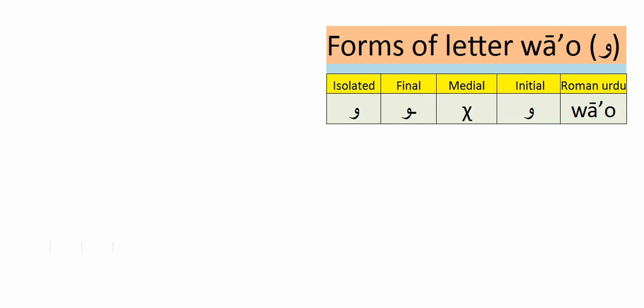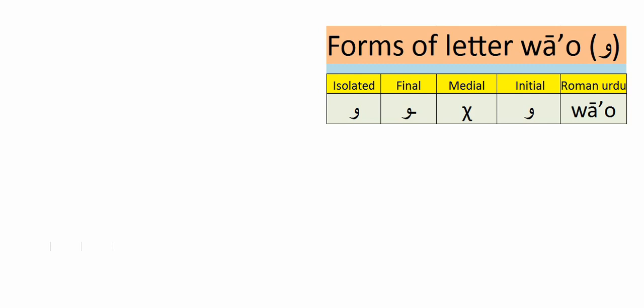Today in this particular video we will learn the different shapes, variants or forms of letter waw in the Urdu alphabet. So letter waw is a vowel letter in the Urdu alphabet, and it basically has two shapes, not three like others. For example, B group letters or Jim group letters have three different shapes when we are connecting them with other letters, but waw has two shapes.